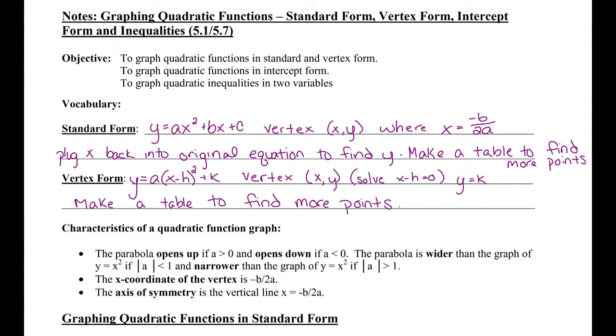Today's notes are on graphing quadratic functions in standard form, vertex form, intercept form, and graphing quadratic inequalities.